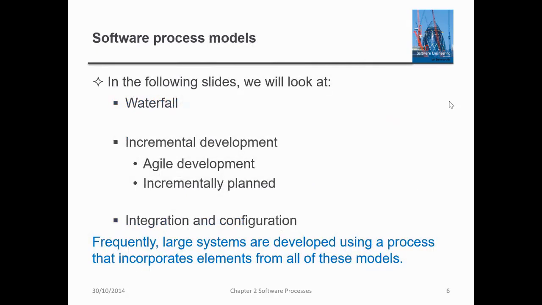We're going to look at 3 different process models today. We're going to look at waterfall, incremental development, which can include using agile values, or it also can be incrementally planned, or it could be a combination of the both. And then the last model that we're going to look at is integration and configuration. So frequently, large systems are developed using a process that combines elements from all of these models.